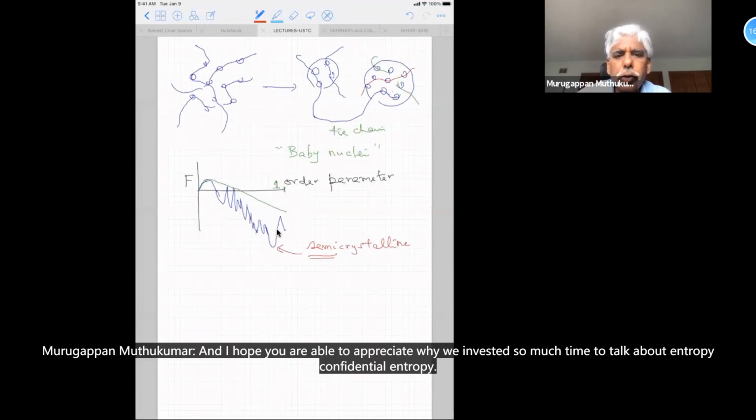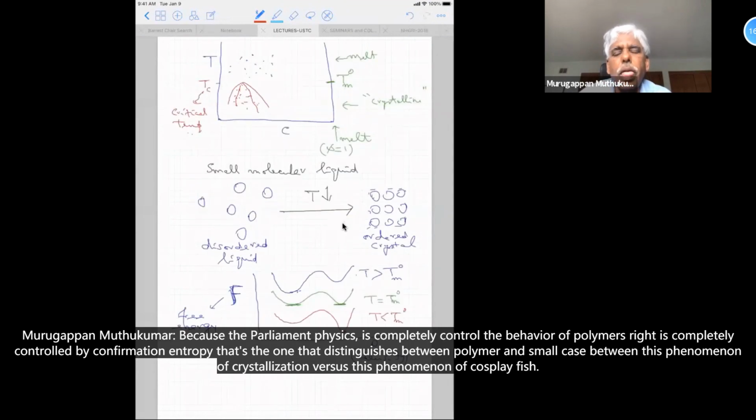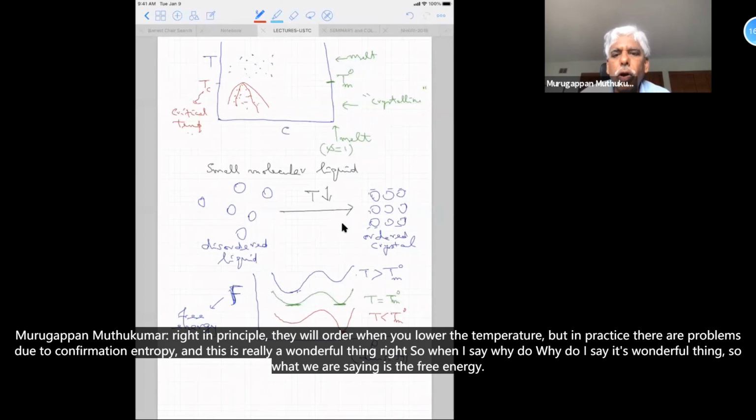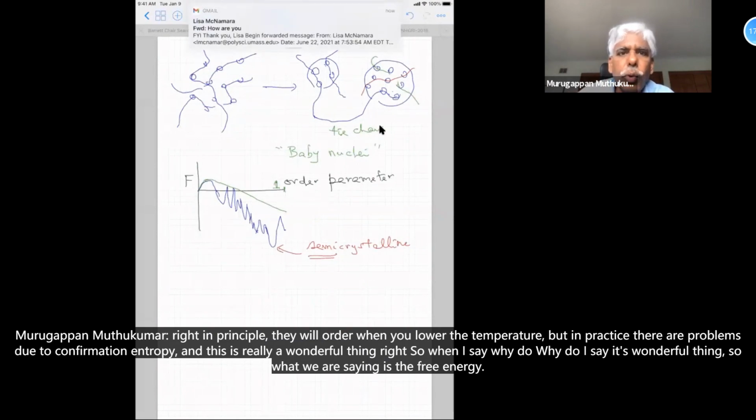And I hope you are able to appreciate why we invested so much time to talk about entropy, conformational entropy, because the behavior of polymers is completely controlled by conformational entropy. That's the one that distinguishes between the polymer and small molecule case, between this phenomenon of crystallization versus this phenomenon of crystallization. In principle, they will order when you lower the temperature, but in practice, there are problems due to conformational entropy. And this is really a wonderful thing, right? Why do I say it's a wonderful thing?